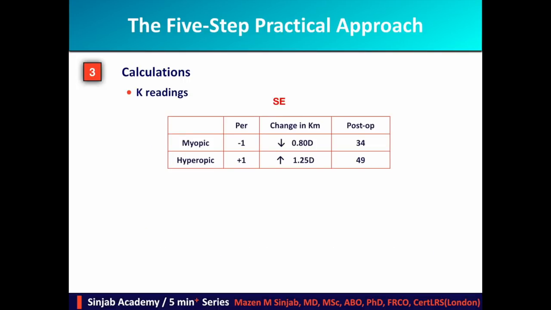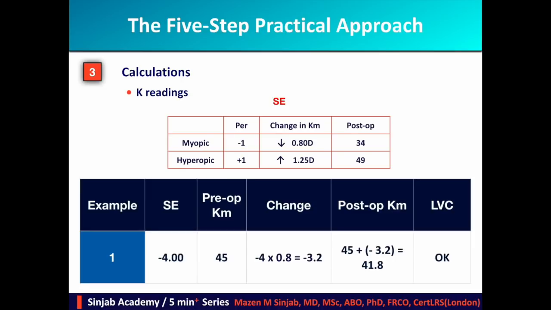Now let's move to K-reading calculations. In K-reading calculations, we depend on the spherical equivalent rather than the total refraction. So we use the spherical equivalent. We have to know that each -1 of spherical equivalent correction will reduce the mean K by 0.8 diopters. And each +1 spherical equivalent correction will increase the Km by 1.25 diopters. The final Km should be within the range between 34 and 49 diopters in order to avoid induction of any spherical aberration. Now let's have these examples.